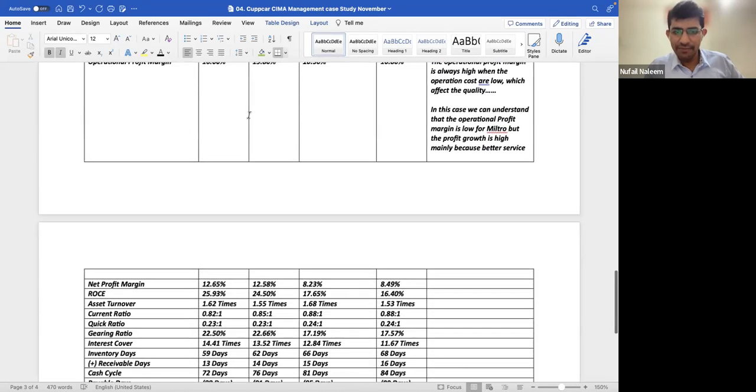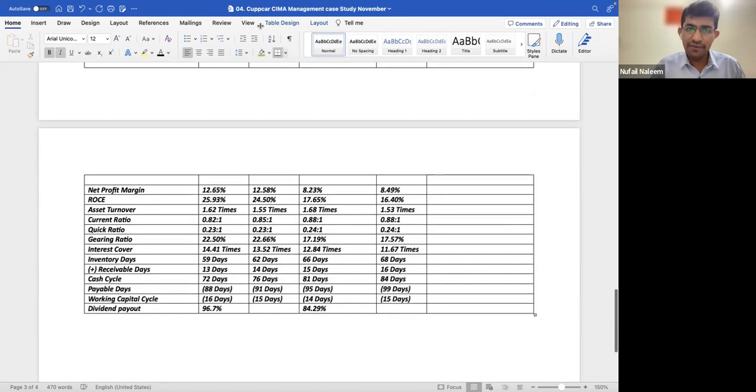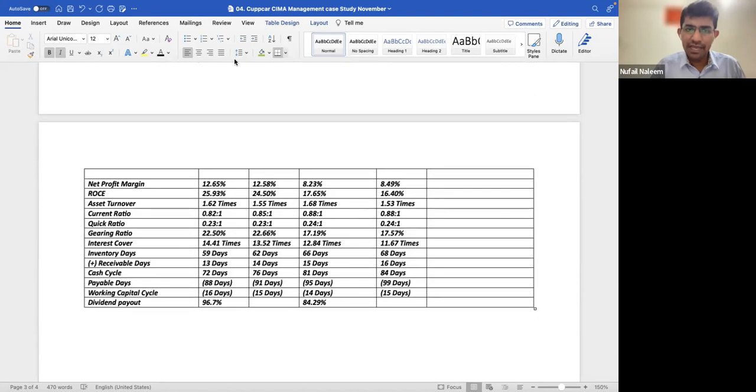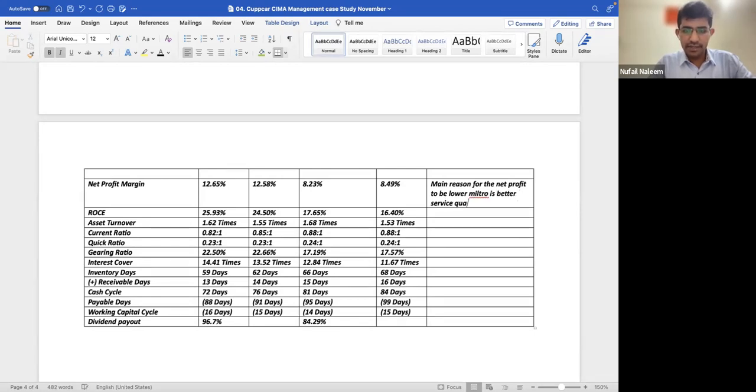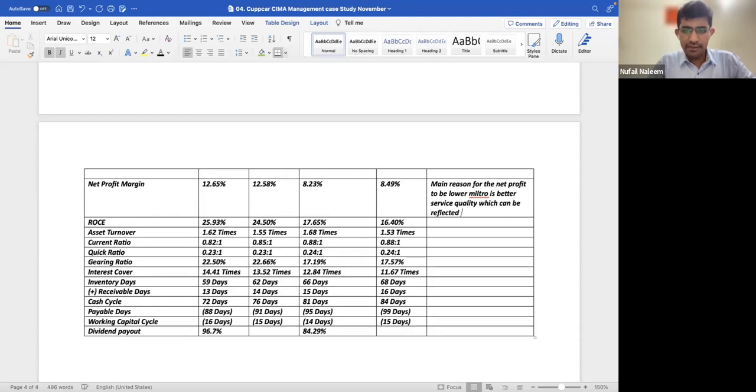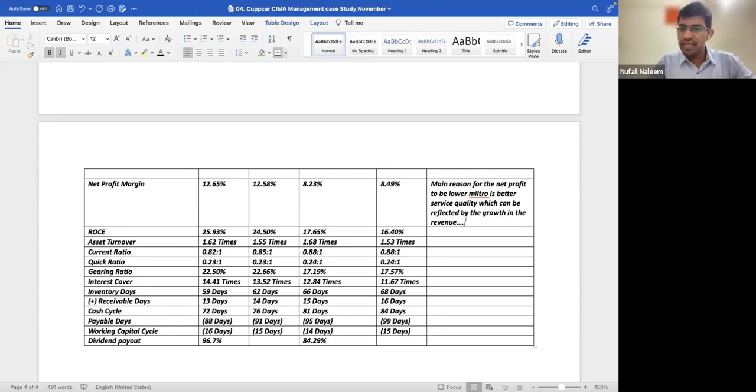I believe that is very practical. So coming to the net profit margin, again, we have a very low net profit margin. And the main reason for the net profit to be lower for Miltro is better service quality, which can be reflected by the growth in the revenue. Are you clear with that, students?